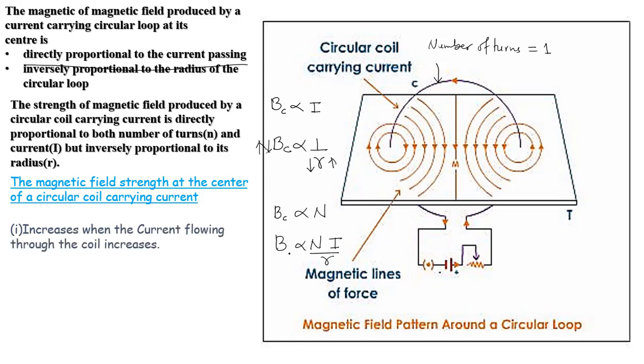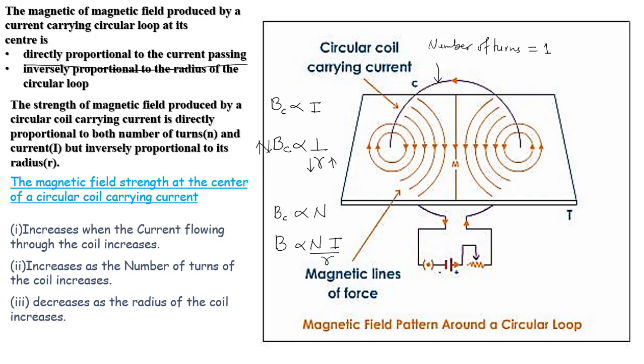Once again, in short, we can brief it like this. The magnetic field at the center of a circular coil increases, first, when the current flowing through the coil increases. Second, it increases as the number of turns of the coil increases. Third, it decreases as the radius of the coil increases.